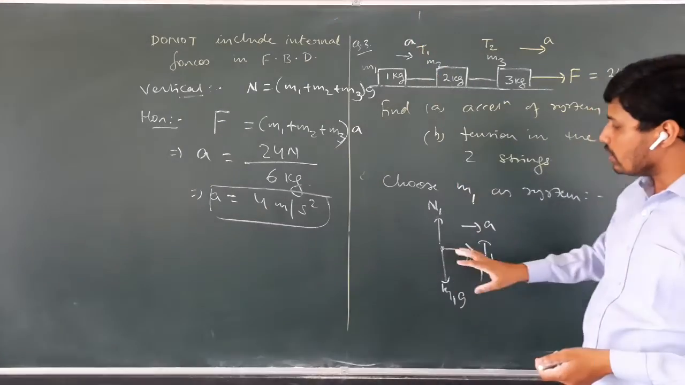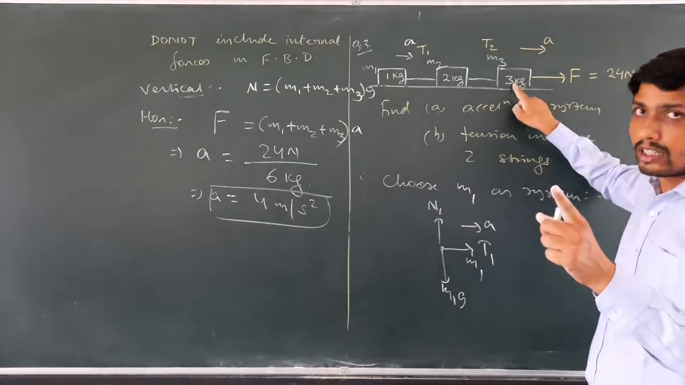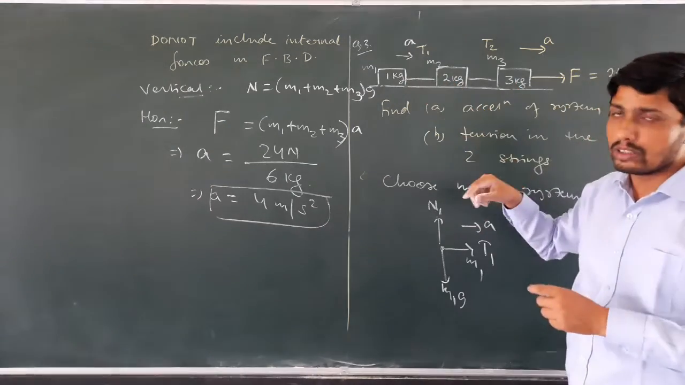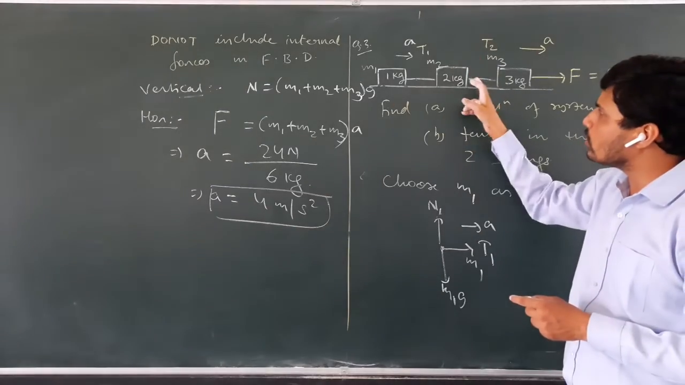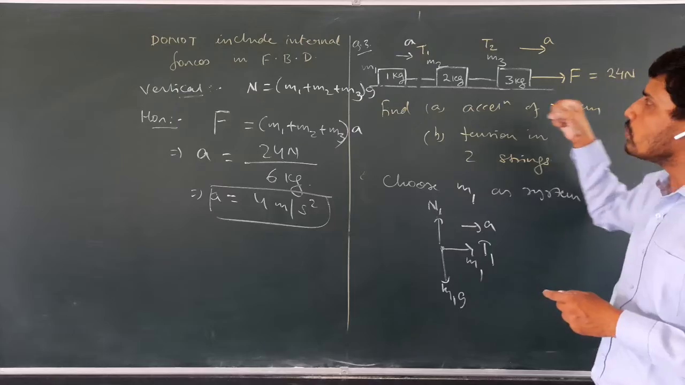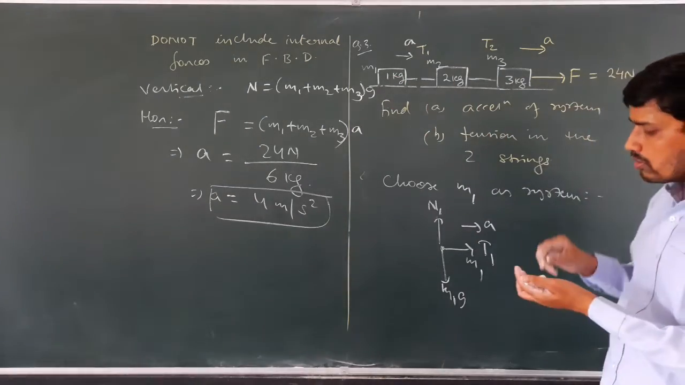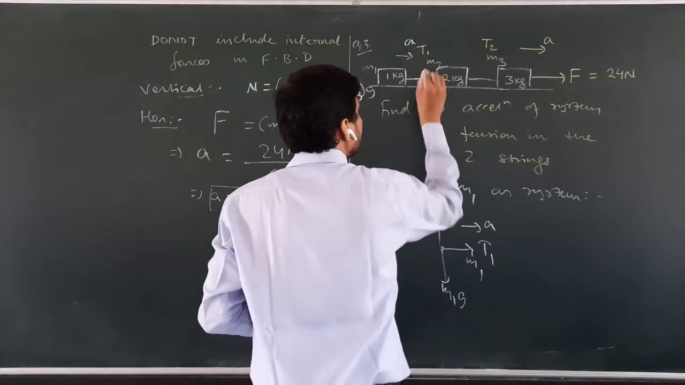See, don't confuse here. You should not write 24 Newton. 24 Newton, remember, it is acting on m3. It is not acting on 2 and 1 kg masses. Then why are they moving? They are moving because of these strings. If you cut this string, do you think after applying force of 24 Newton, this will move? No. So it is moving not because of 24 Newton, but we say because of the tension in this string.